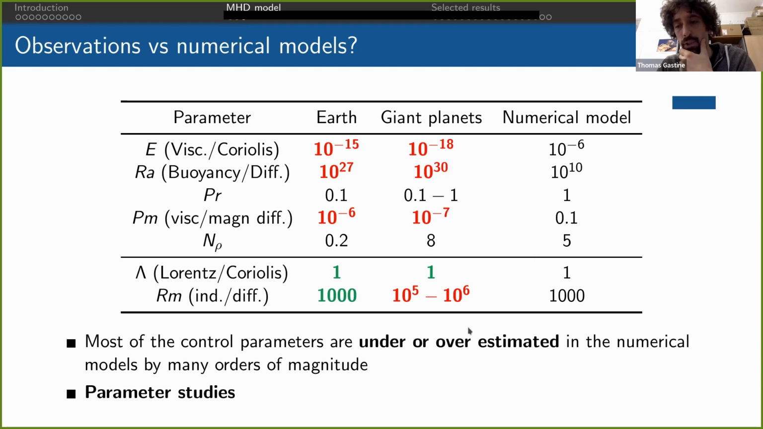But in Jupiter, unfortunately, the level of turbulence is much higher, and your magnetic Reynolds number is at least 10^5, maybe 10^6. So you're really far off in terms of numerics. That creates an additional complexity when you want to compare your models to the data. The message here is that most of your control parameters are either under or overestimated by a large number of orders of magnitude. So what you want to do is proceed by doing parameter studies and then try to derive scaling laws that can possibly be extrapolated to the planetary regime.